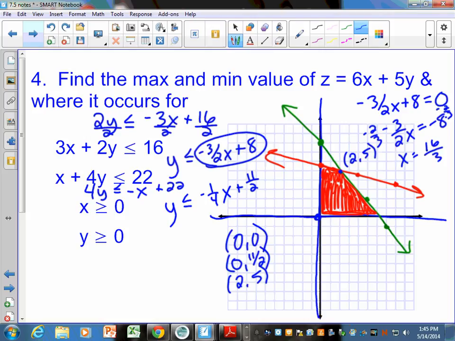Well, that's terrible. 1, 2, 3, 4, 5, 6. It's 5 and 1 third. Any clue what I'm saying here? I'm just going to say 16 thirds.